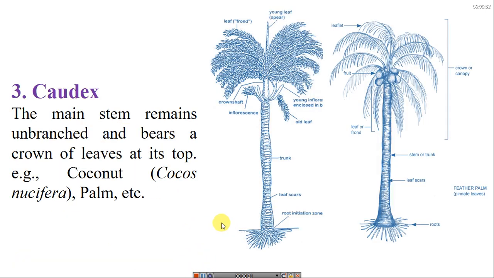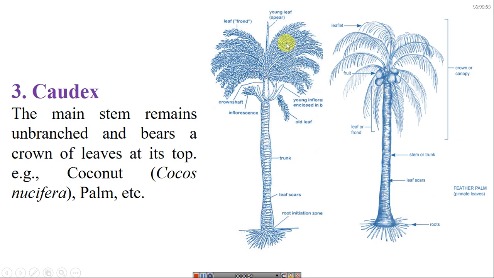And the third type of strong stem is the caudex type. Here you must have seen the palm tree, the coconut tree. So the stems of these are of caudex type. The main stem remains unbranched. See, there is no branching in the main stem. Here also there is no branching. This is the palm tree and this is the neem tree.